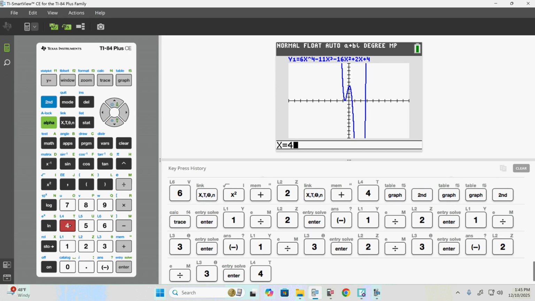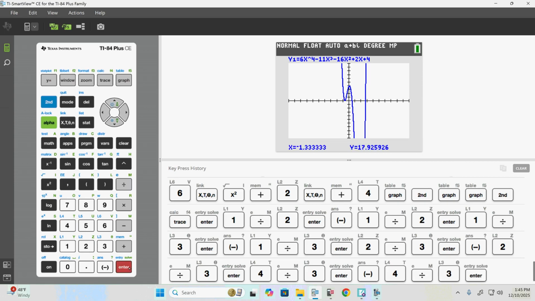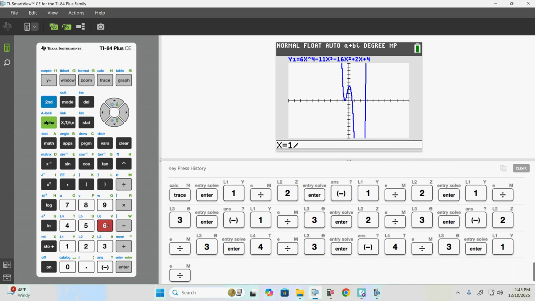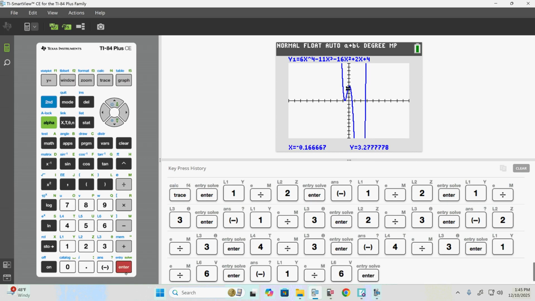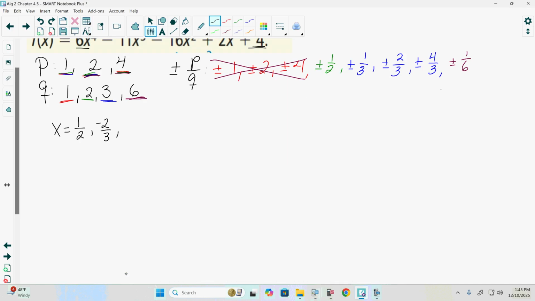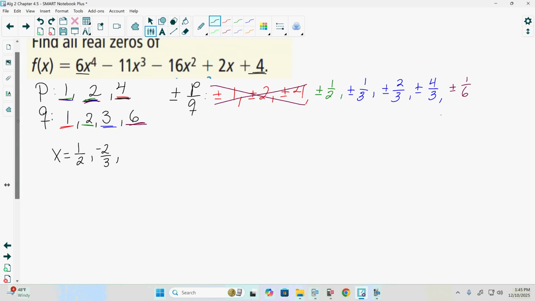Since we're almost there, we can try 4/3. Doesn't work. Negative 4/3 also does not work. 1/6 doesn't work, and negative 1/6 does not work. So the only two rational zeros that we have are 1/2 and negative 2/3. So we needed at least two rational zeros for us to be able to solve for the rest. That's the minimum number we needed.